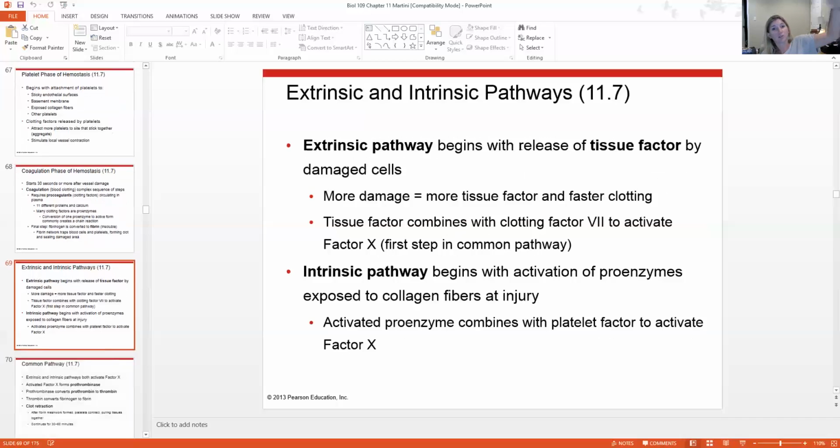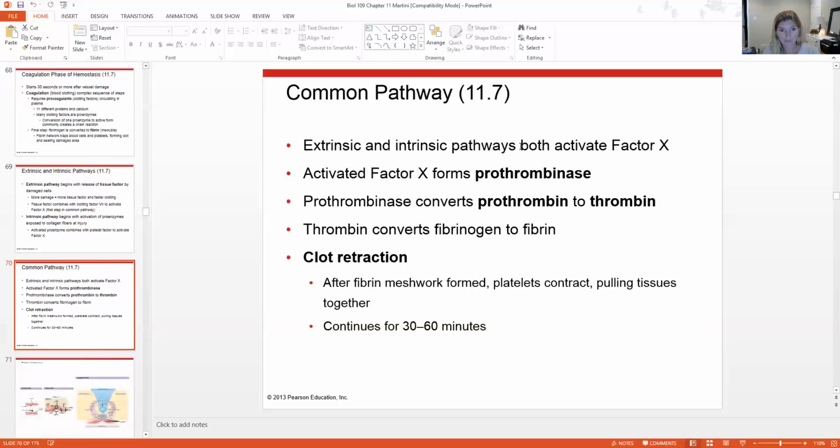There's two pathways to how this happens. It happens on the outside, which is called the extrinsic pathway, and it happens on the inside, which is called the intrinsic pathway. So the extrinsic pathway is controlled by tissue factors. If your blood vessel is damaged here, and it has this big kind of hole in it, the extrinsic pathway is going to start patching from the top. The intrinsic pathway is going to patch from the bottom, and then they kind of meet in the middle for this common pathway.